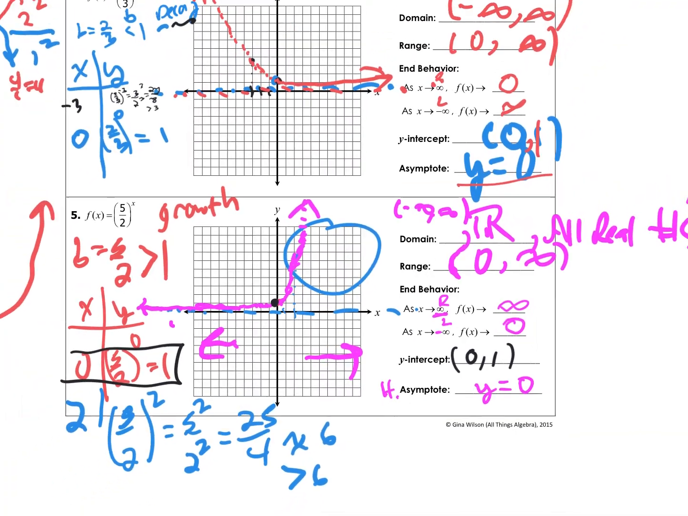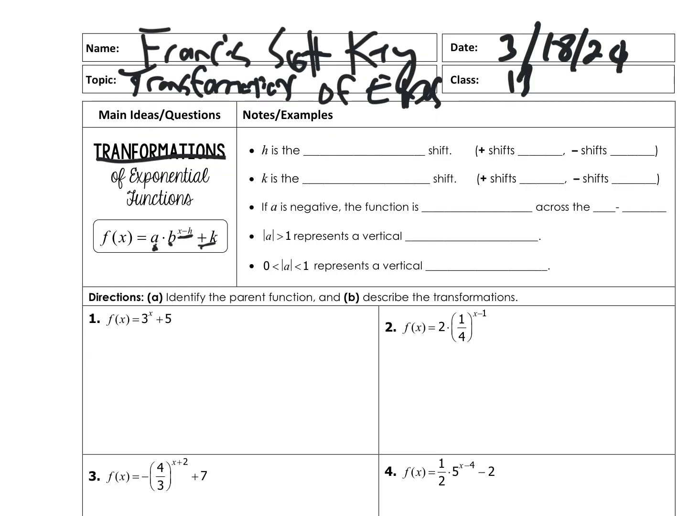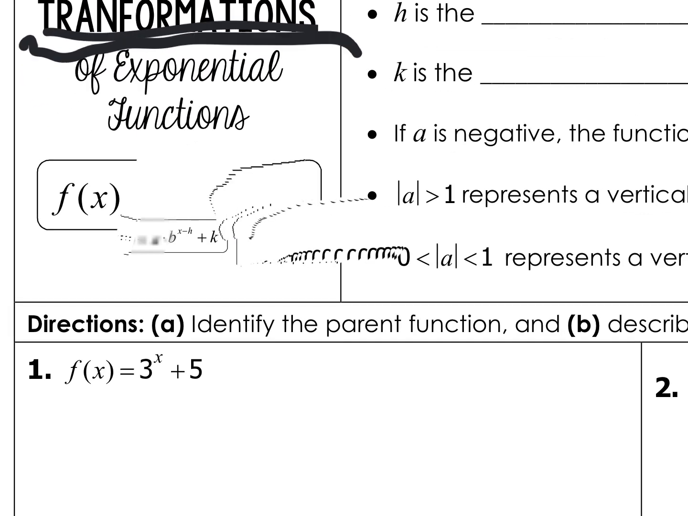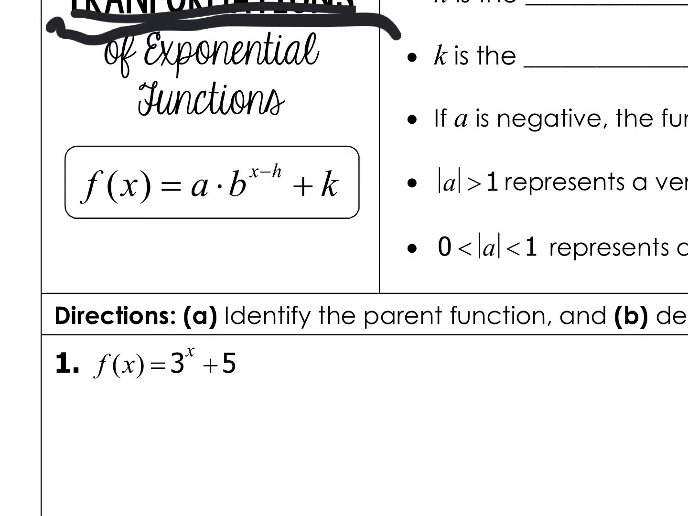And then we move on to what if we transform these functions? We're going to make these functions go up and down and left and right. We're going to squeeze them. We're going to make them get fat. We're going to make them get skinny. And we're going to use the parent function right here.